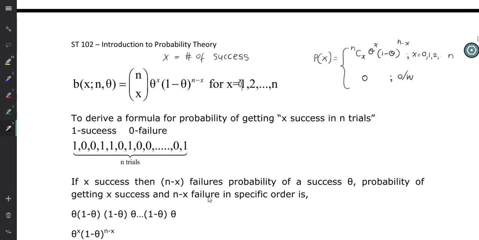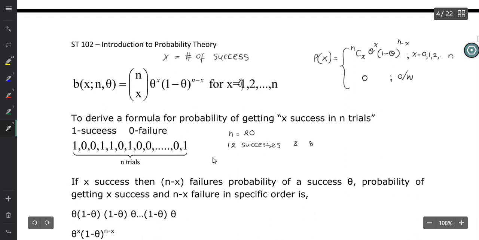In order to explain how we get this n choose x, the combination, I'll show it using an example. Suppose you have n trials and your outcome is 1, 0, 0, 1, 1, 0, 1, 0, 0 and so on. We define 1 to be success and 0 to be failure. Let's say our n is 20. Suppose you end up with 12 successes and the rest, 8 failures.